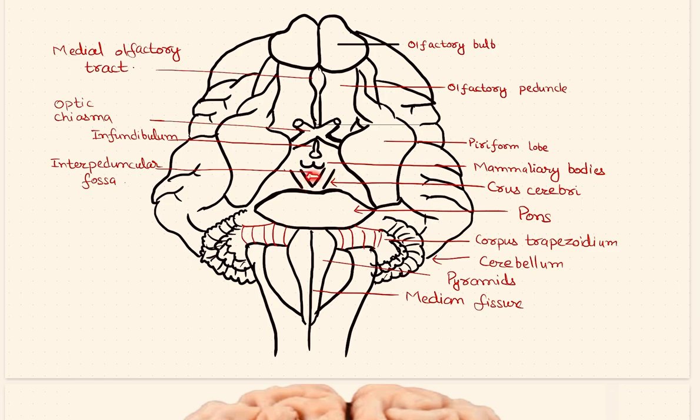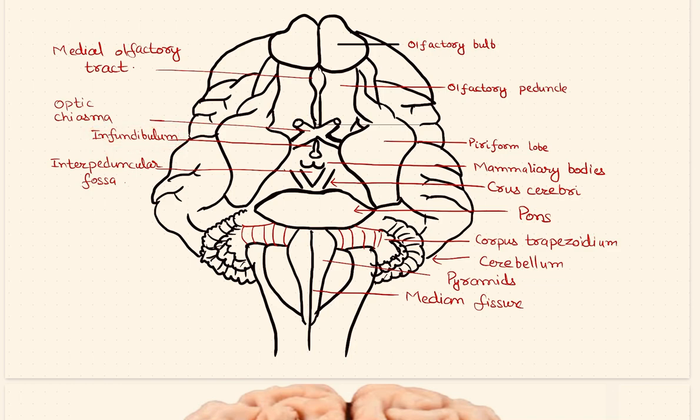And this triangular area which is formed in between these crus cerebri is known as interpeduncular fossa, and in this interpeduncular fossa you can see these bodies, and these bodies are known as mammillary bodies, and anterior to these mammillary bodies you can see pituitary gland which is connected with the infundibulum.